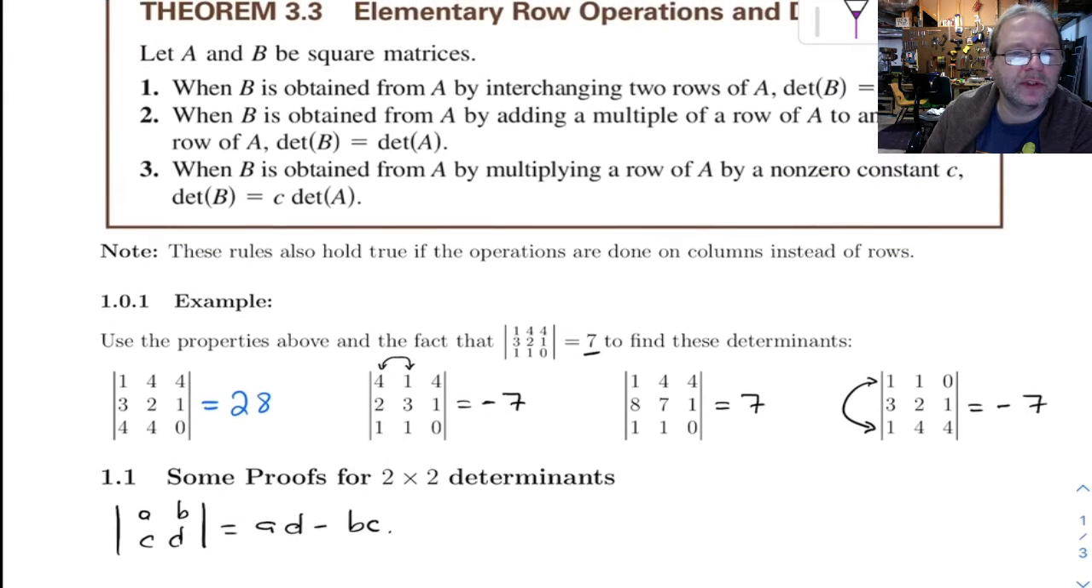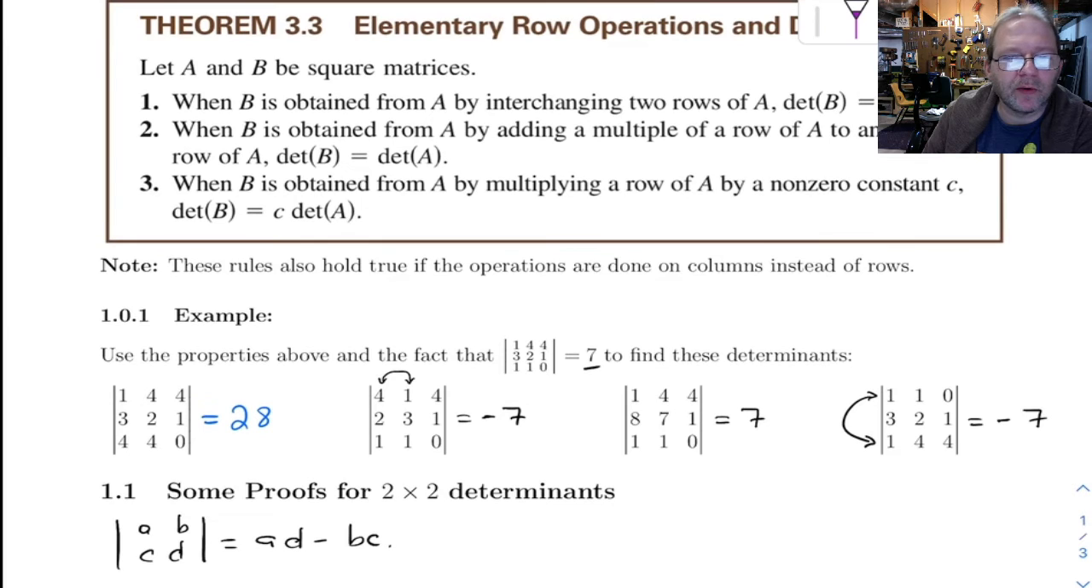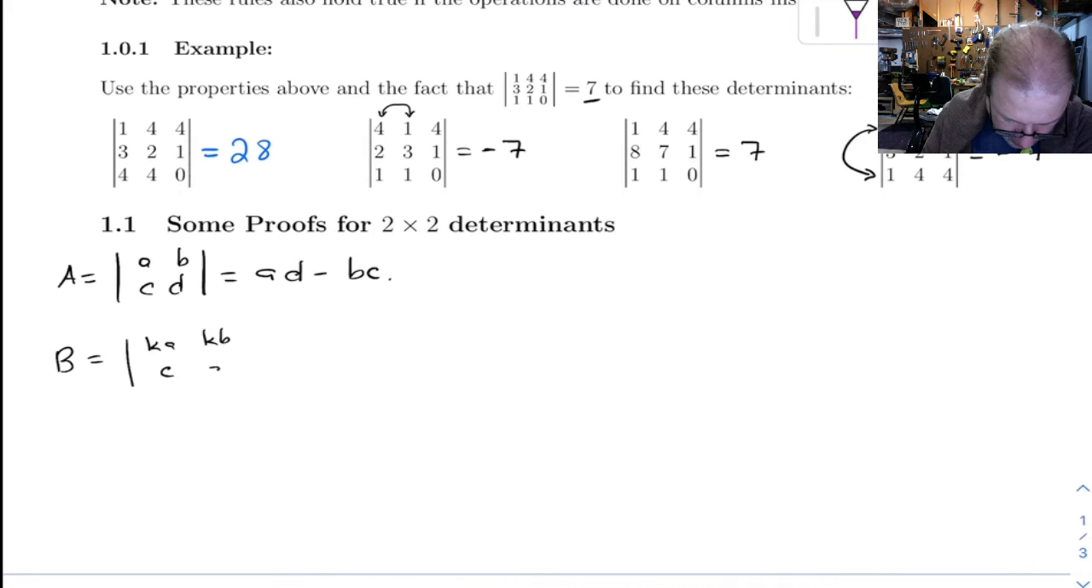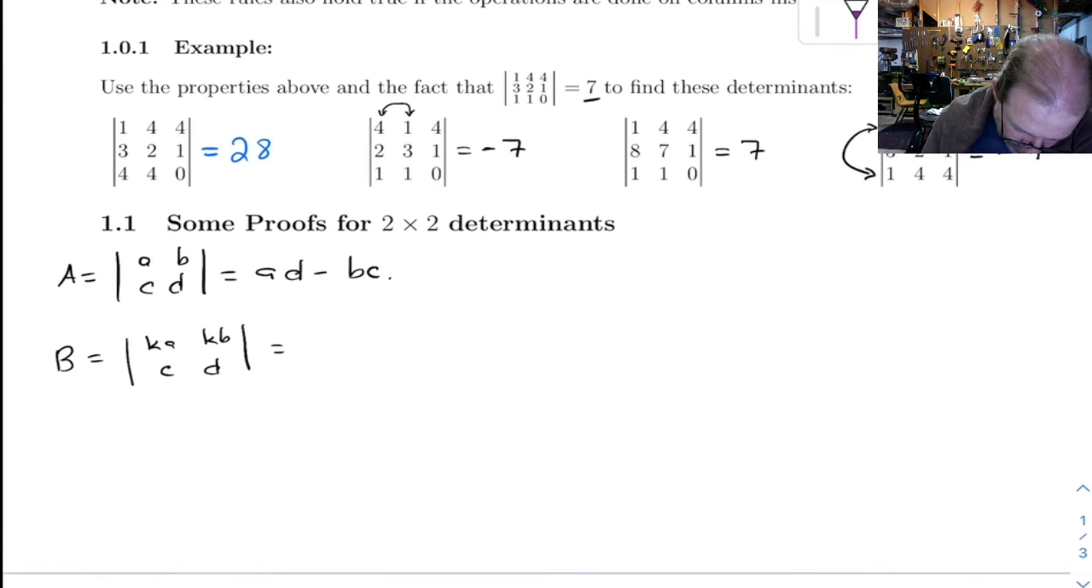Let's prove this last one. When B is obtained from A by multiplying a row of A by a non-zero constant K, the determinant of B is equal to K times the determinant of A. All right, so this is A. Suppose B was equal to KA, KB, C, D. So I multiply the top row by a non-zero constant K. Well, this determinant then is going to be KAD minus KBC. So you can just factor the K out and you're left with AD minus BC.